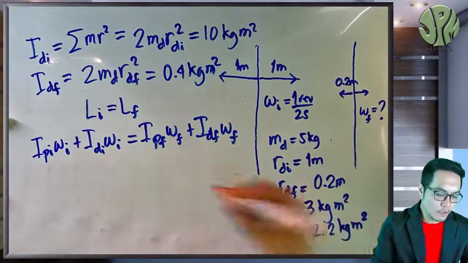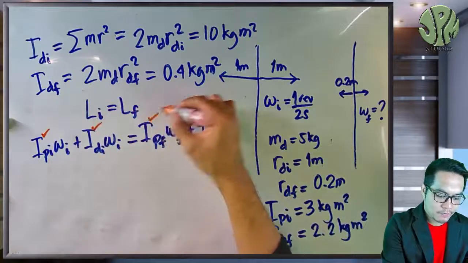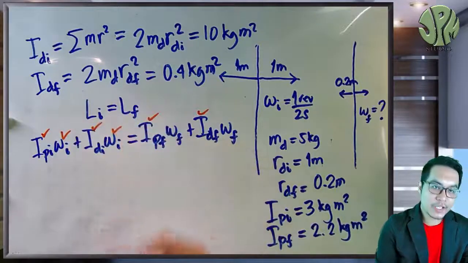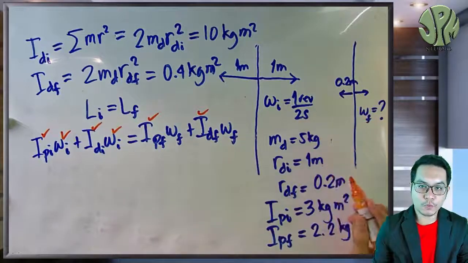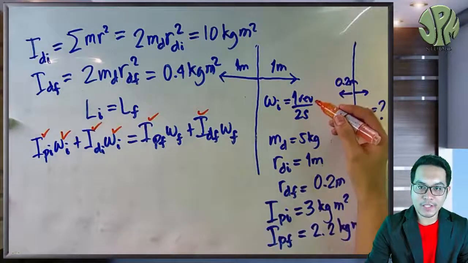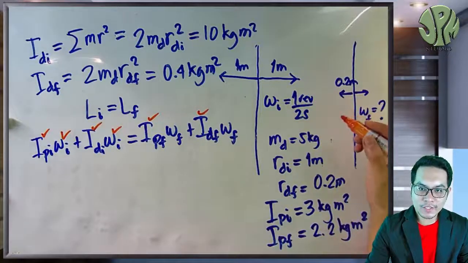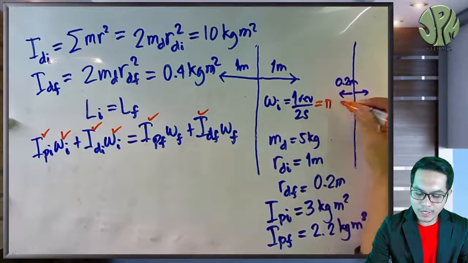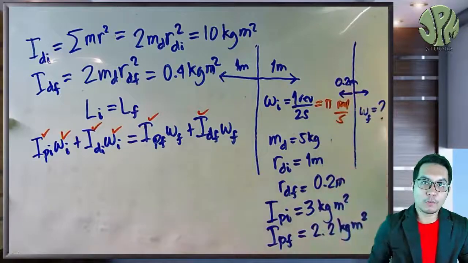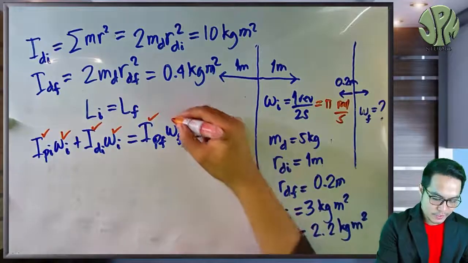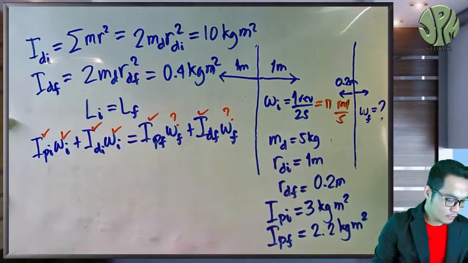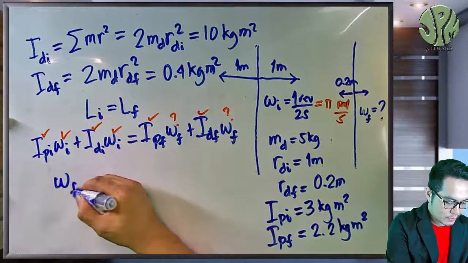So you already know the initial and final moments of inertia of the professor and the dumbbells. You already know the initial angular velocity, 1 revolution per 2 seconds. So 1 revolution is 2 pi radians over 2 seconds. So 2 pi over 2, you will get pi radians per second, or 3.1416 radians per second. So the only unknown term here is the final omega. So you factor out the final omega, and you will get something like this.